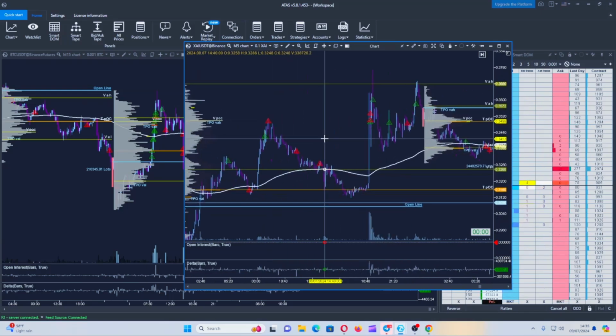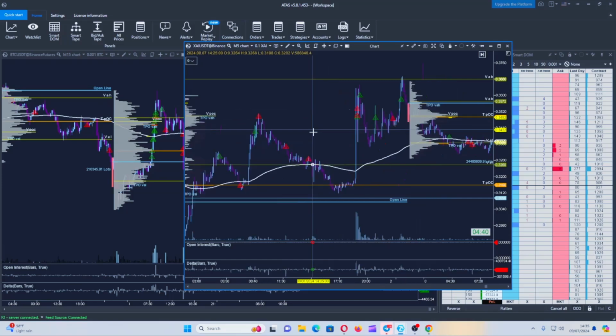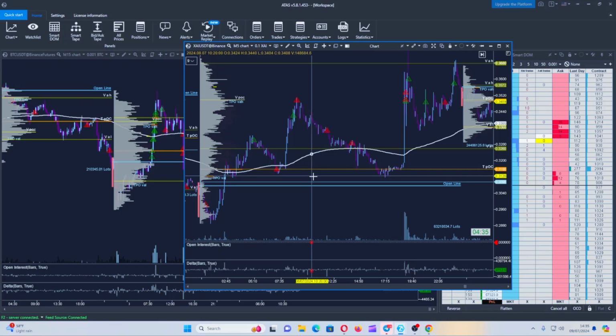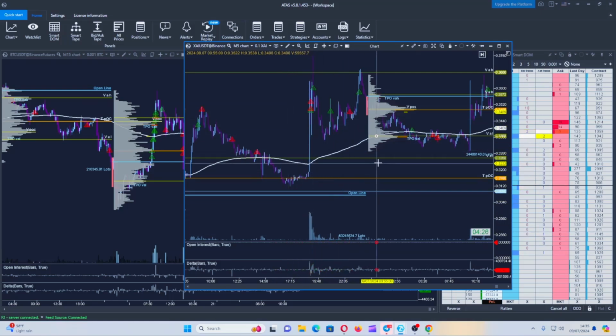Where's the VPOC? To the VPOC. I took 50% off at the VPOC there. We also had the TPOC somewhere. See, we had the time-based value area high there. Let me have a little look here. Where's the value area low? We had the time-based value area low down here. I didn't trade it all the way down to there because of the way it was moving.